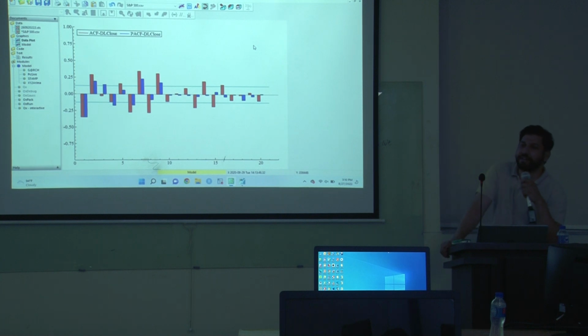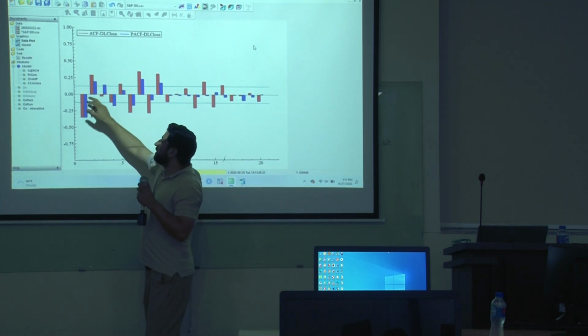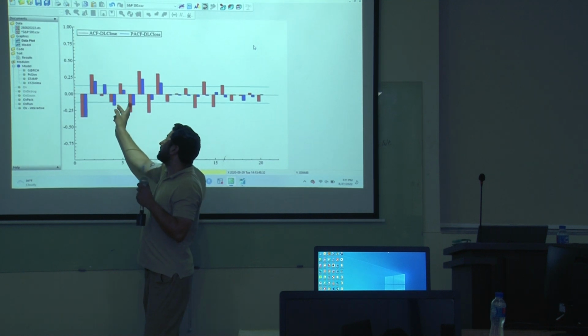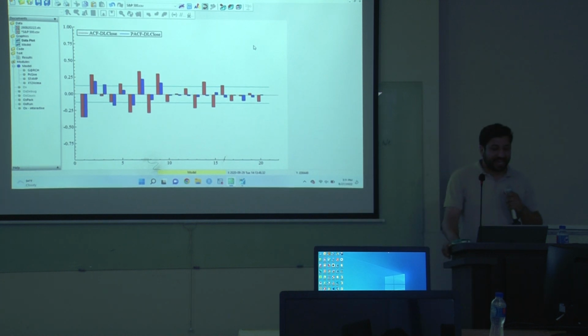Now this is the ACF and PACF graph. You can see here the first lag is out of the 5% band, second lag, third, fourth, fifth, sixth, seventh, and so on. The red line shows the ACF. It means the red bar belongs to the MA process, where the lag value of the residual is affecting the current value. And the PACF belongs to the AR process, the autoregressive process.